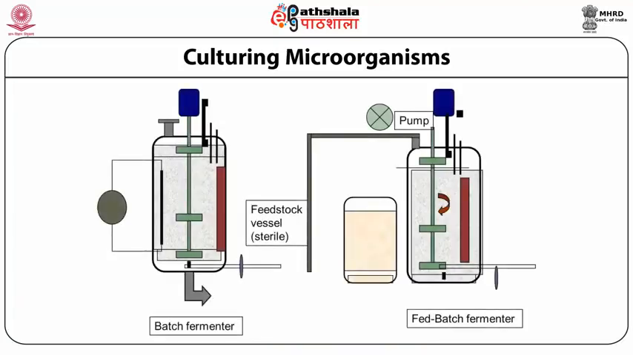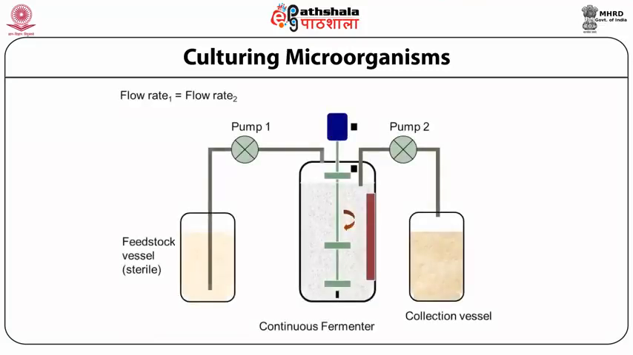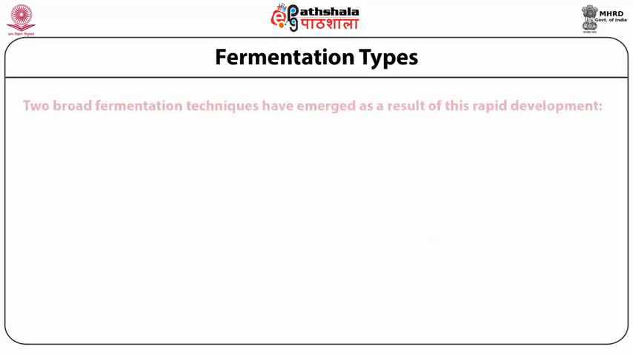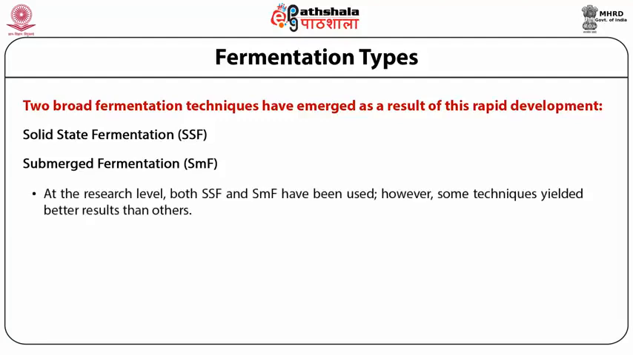This figure represents the design of a batch fermenter and fed batch fermenter. This figure shows the design of a continuous fermenter. Fermentation types: two broad fermentation techniques have emerged as a result of rapid development. One is SSF, solid state fermentation. Second is submerged fermentation, also known as SMF. At the research level, both solid state and submerged fermentation have been used. However, some techniques yielded better results than others.